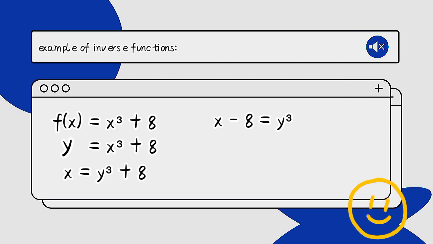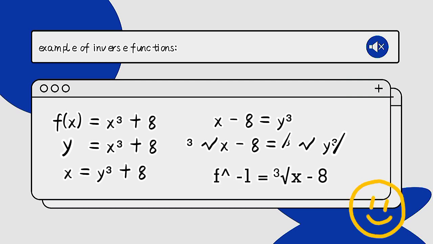So how can we solve for y? In this example, the exponent 3 we need to turn into 1. So what we can do at this point is to take the cube root of both sides. On the left, we have the cube root of x minus 8. On the right, the cube root of y to the third, the 3's will cancel because 3 divided by 3 gives us 1, so it becomes just y. Therefore, the inverse function is the cube root of x minus 8, and that's the answer.